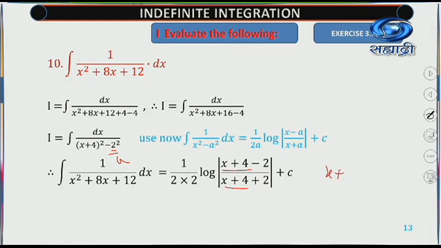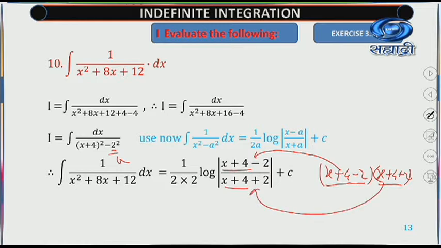because here the factors are x plus 4 minus 2 and the other factor will be x plus 4 plus 2. So these two factors you will get here because it is a 2 square. So x plus a, x minus a, and this factor is in the numerator, this factor is in the denominator. So what value you will get? You will get this value as 1 upon 4, because this is 1 upon 2 into 2, 1 upon 4 log x plus 2. Why x plus 2? This is plus 4 minus 2. So you will get this as plus 2, x plus 2 upon x plus 6 plus constant of integration.